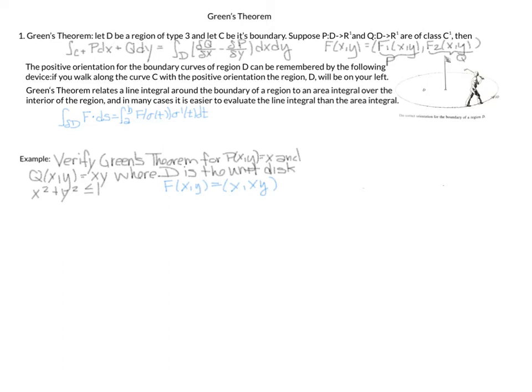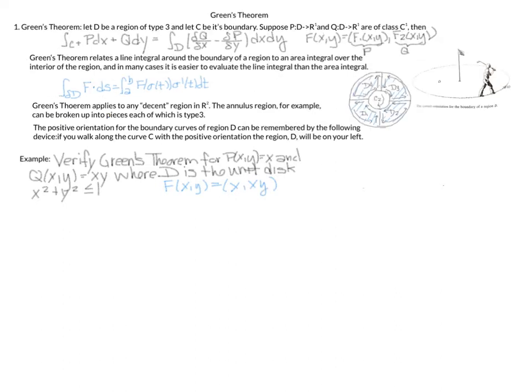So we're going to verify Green's theorem when P of x, y is equal to x and Q of x, y is equal to xy, where D is the unit disk. And then I also wrote this in terms of F of x, y in the way that I like to see it, which is x and then xy.